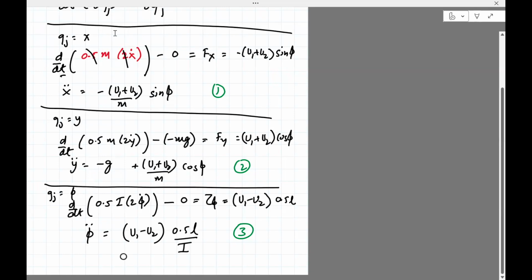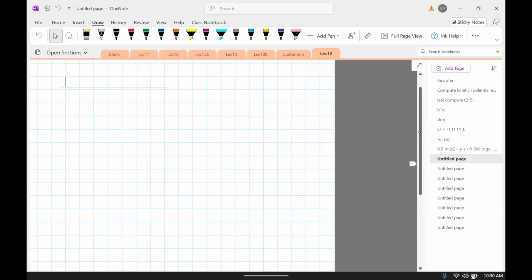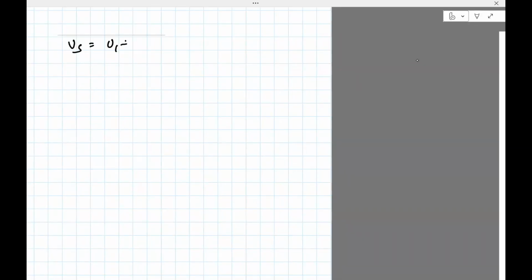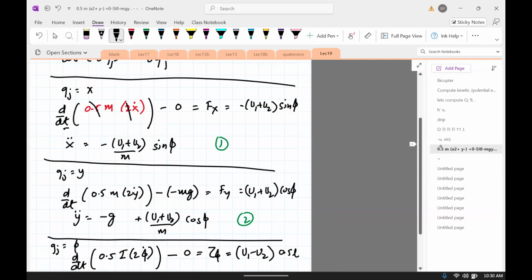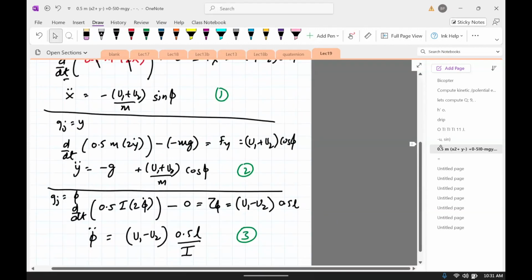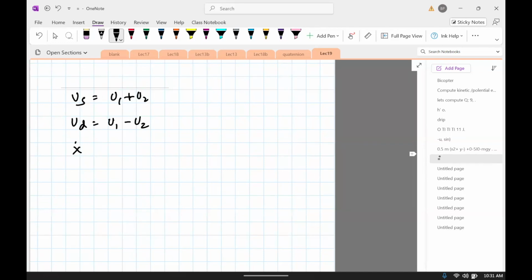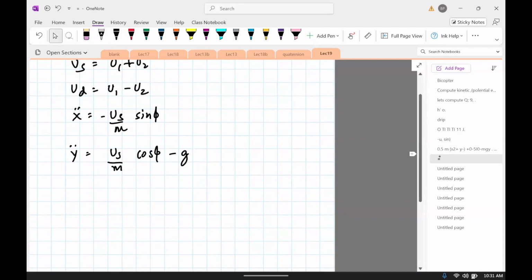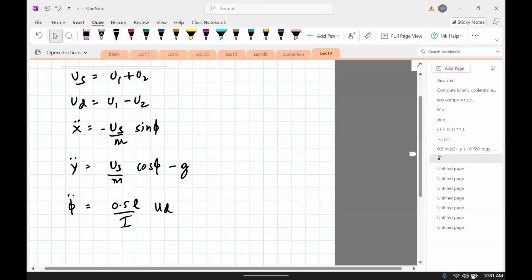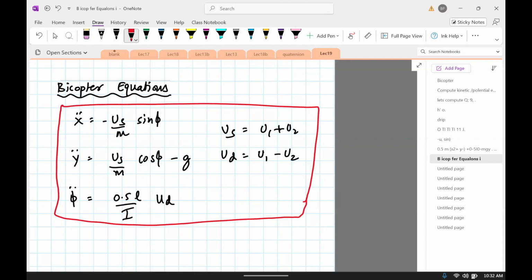Okay, so let's simplify things by defining two new variables for the thrust forces. Let's call one us, equal to u1 plus u2, and call ud equal to u1 minus u2. With that, we can define x double dot as minus us divided by m sine phi. Y double dot is us divided by m cosine of phi minus g, and then phi double dot equals 0.5 L divided by I times ud. Okay, so that's what we're after.